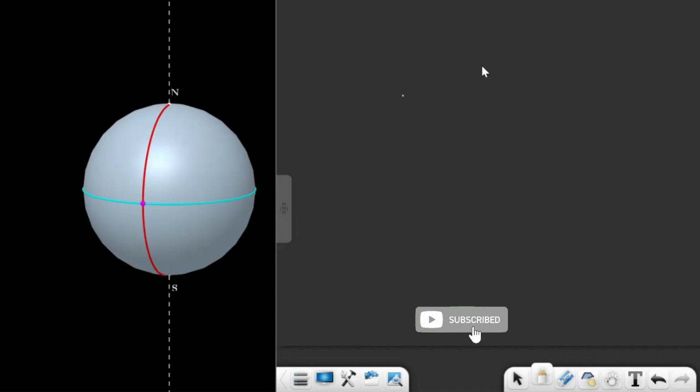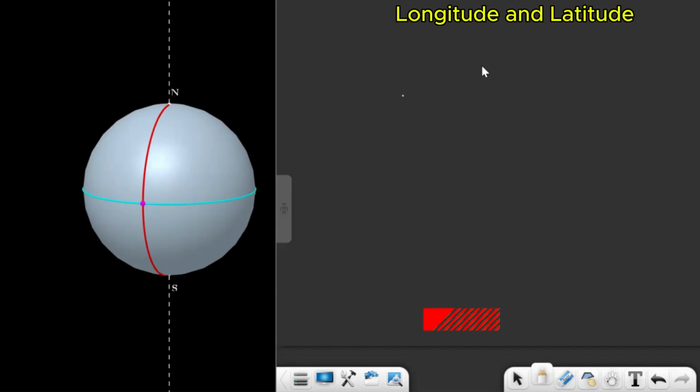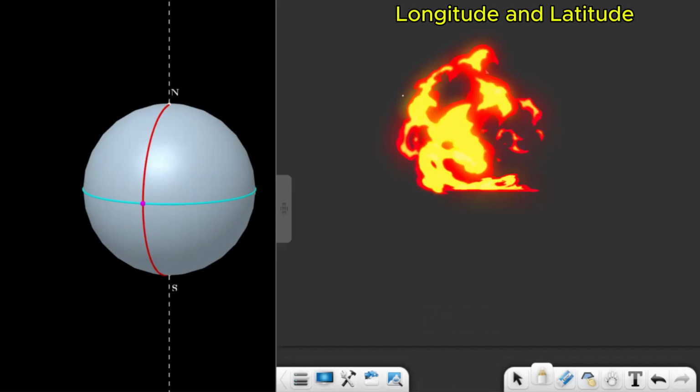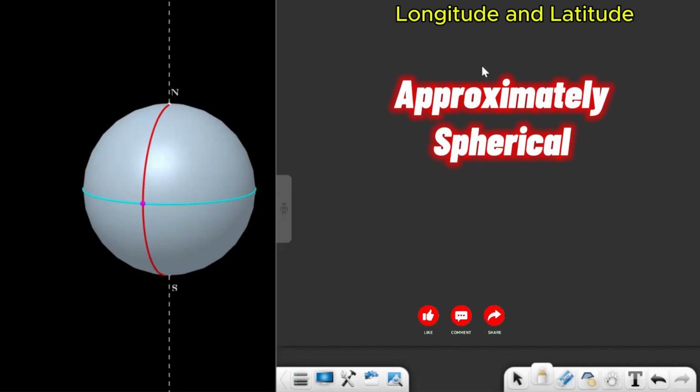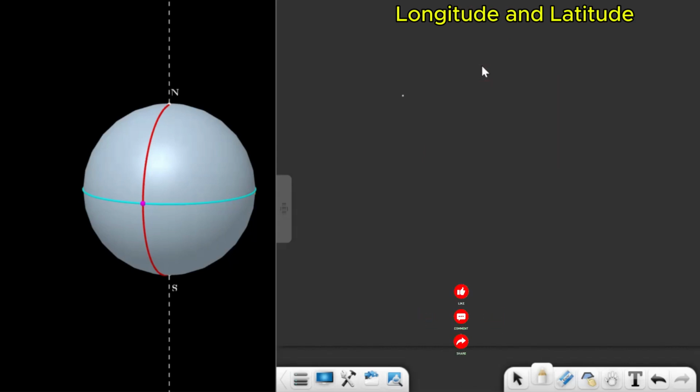So let's go in right away. Today we are going to look at longitude and latitude. It is a topic in mathematics that we refer to as the Earth as a sphere. We understand that the Earth is approximately spherical in nature, just like you can see on the screen, a globe which represents the shape of the Earth.